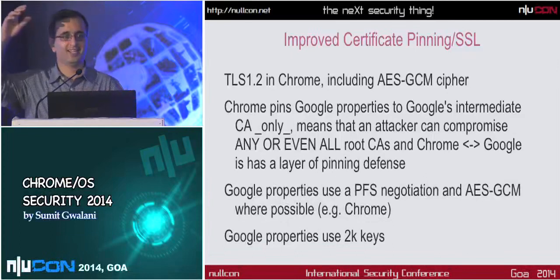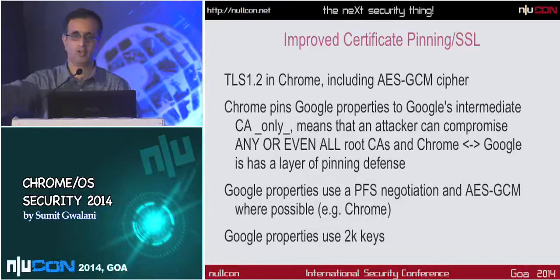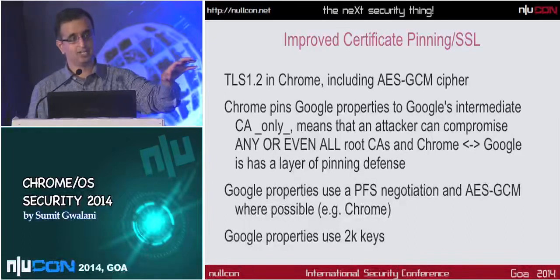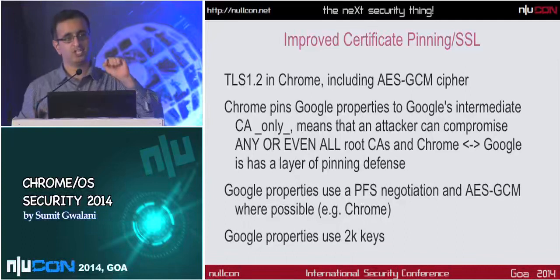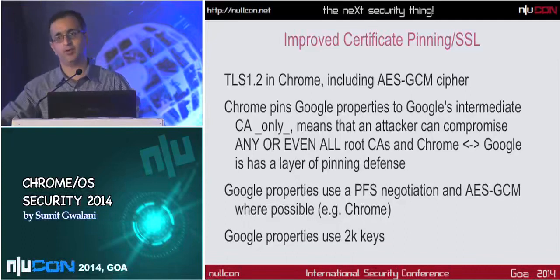We saw that in Iran and a couple other countries where the root CA was compromised. Now, does that mean that my whole connection gets compromised? So what we decided is we could actually pin it to the intermediate Google CA. So even if a root CA gets compromised, because we are actually checking the pinning to the intermediate CA, someone trying to do a man in the middle against a Google domain will get caught by Chrome.